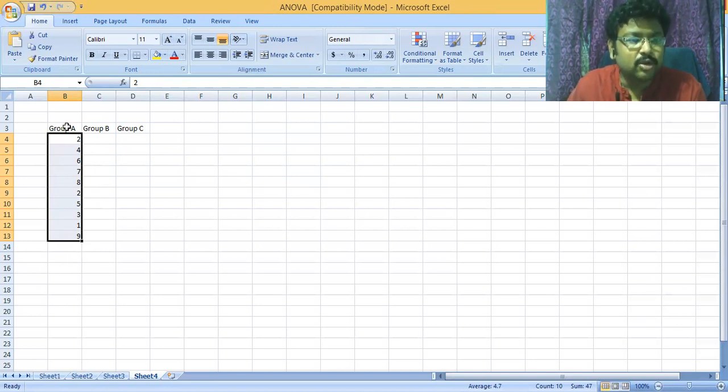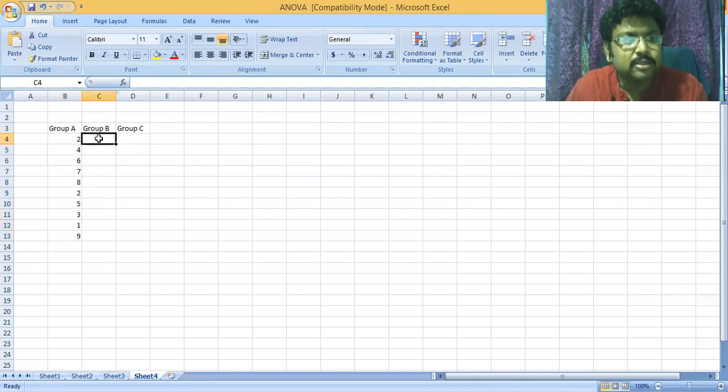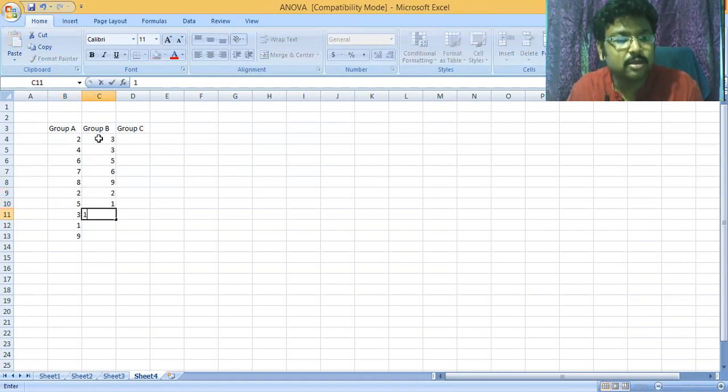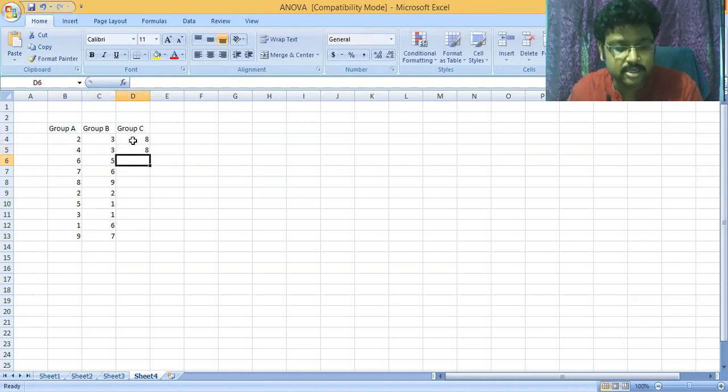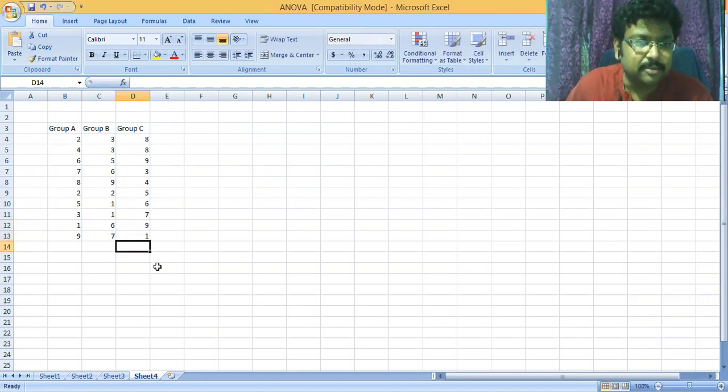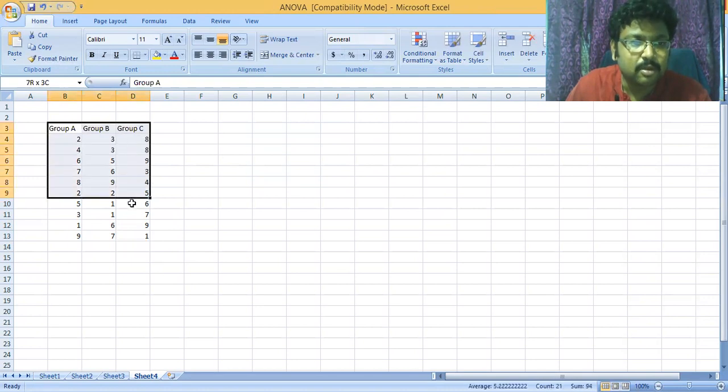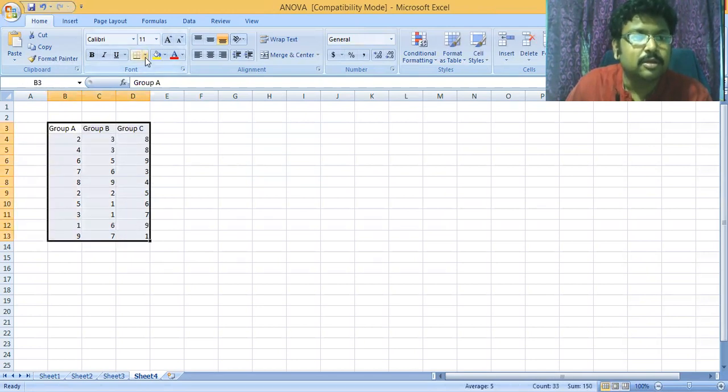In group A. In the same way, now I am writing for group B: 3, 3, 5, 6, 9, 2, 1, 1, 6, 7. In this group, these are the numbers. And in group C, there are 8, 8, 9, 3, 4, 5, 6, 7, 9, 1. So these are the numbers. These are the groups.